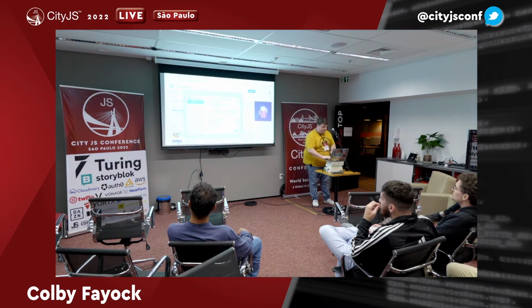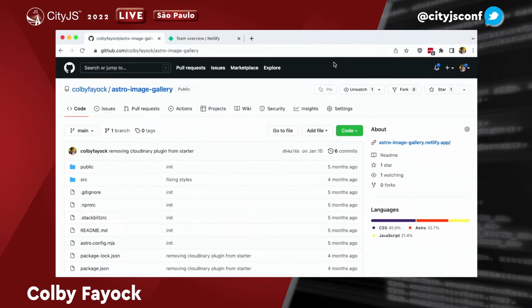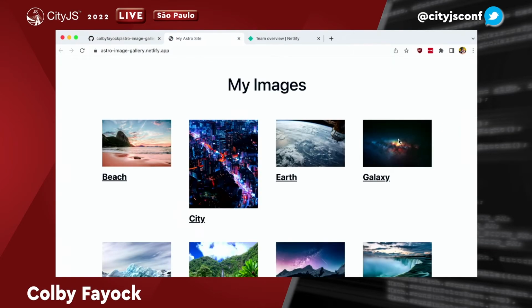Perfect. Okay. So I have this demo application I simply called Astro Image Gallery. If you're not familiar with Astro, it's a web framework, kind of like Next.js or Gatsby, if you're familiar with one of those. It's a really great framework. It's kind of new, but really all I'm doing here is dumping some uncompressed, unoptimized images on the page.